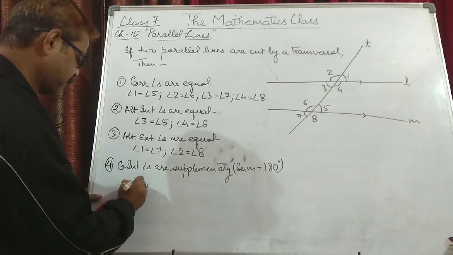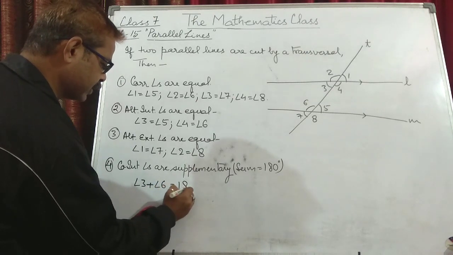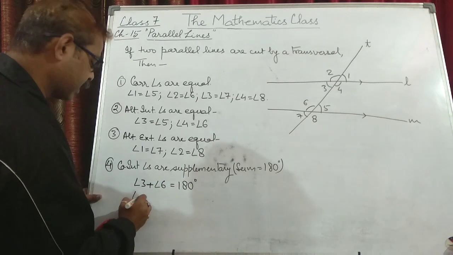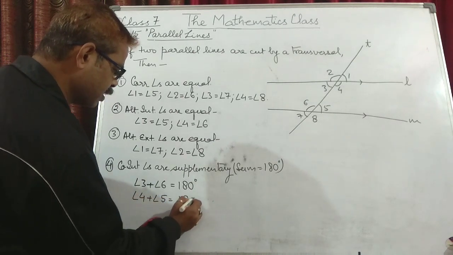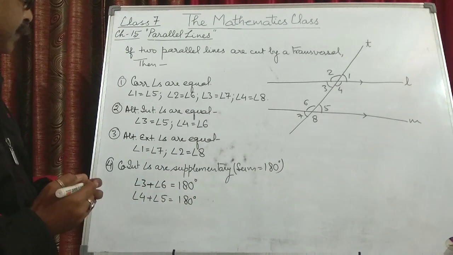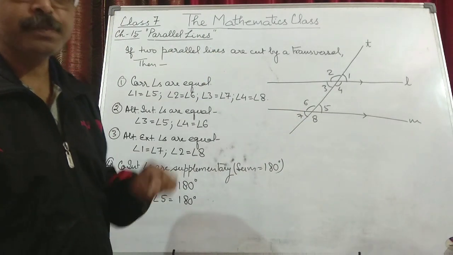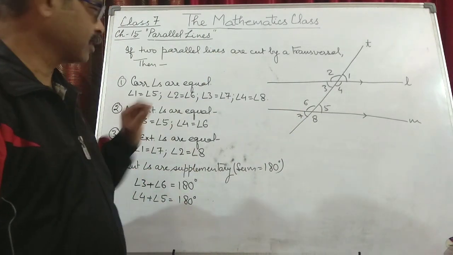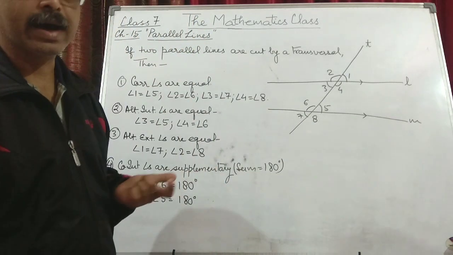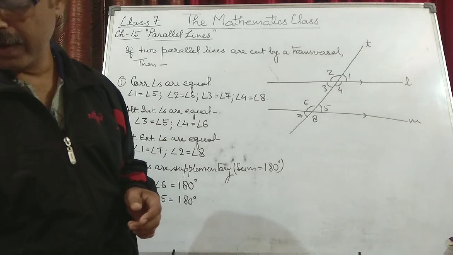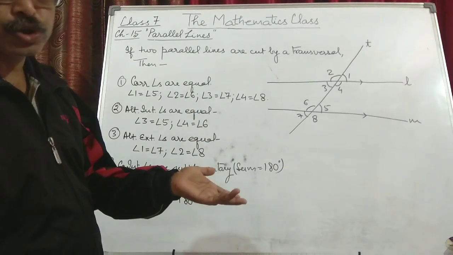So that can be written as angle 3 plus angle 6 will always be equal to 180 degrees and angle 4 plus angle 5 will always be equal to 180 degrees. This means that if two parallel lines are intersected by a transversal, then the sum of co-interior angles formed is always equal to 180, or these two angles are supplementary. Now I hope we have finished this topic. Now its converse is also true.